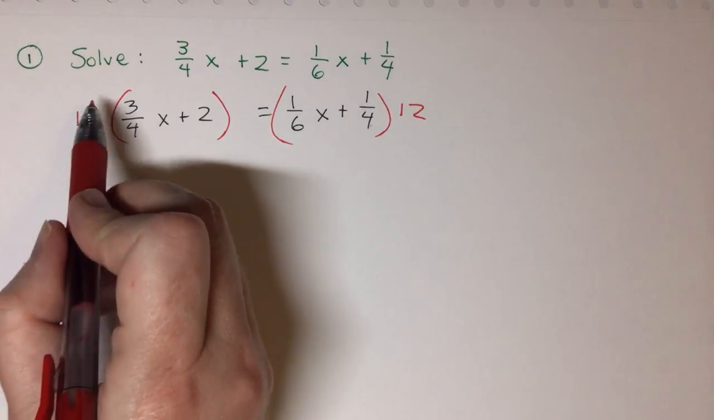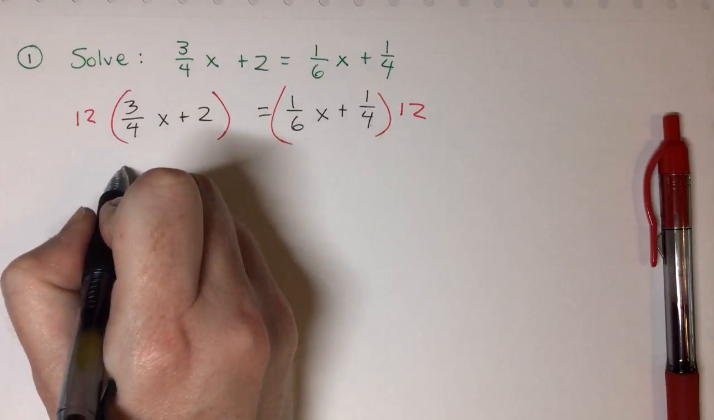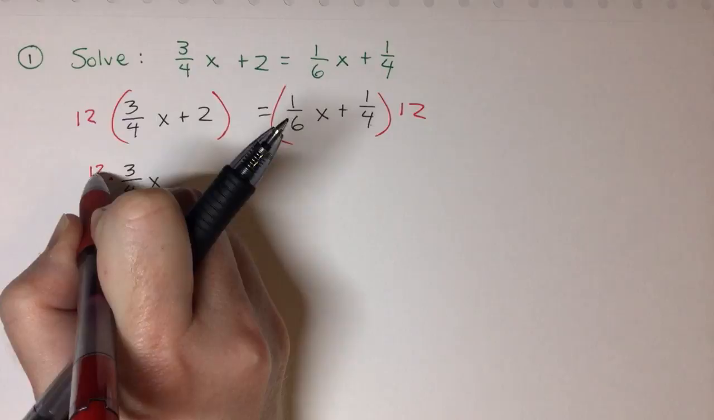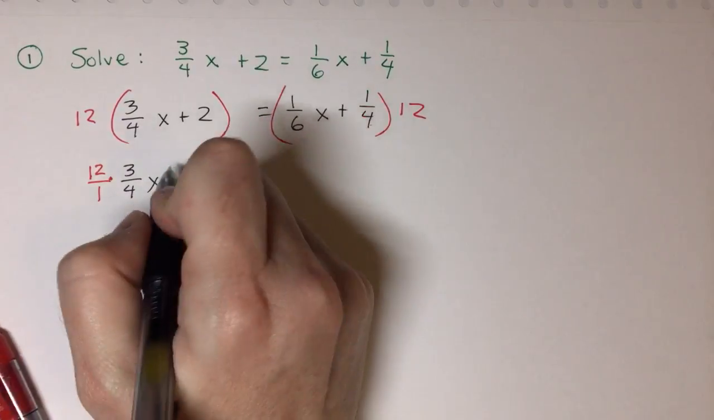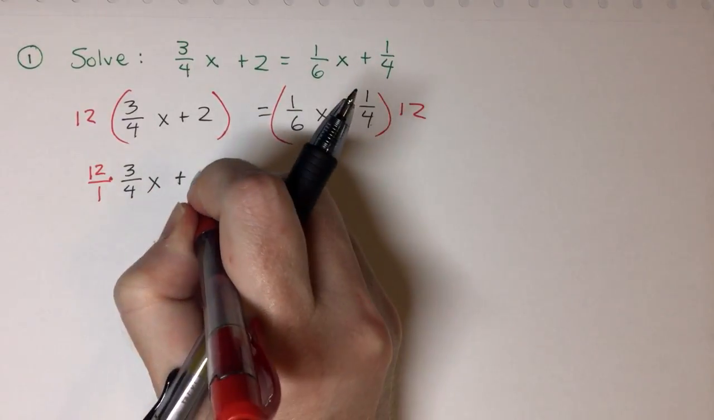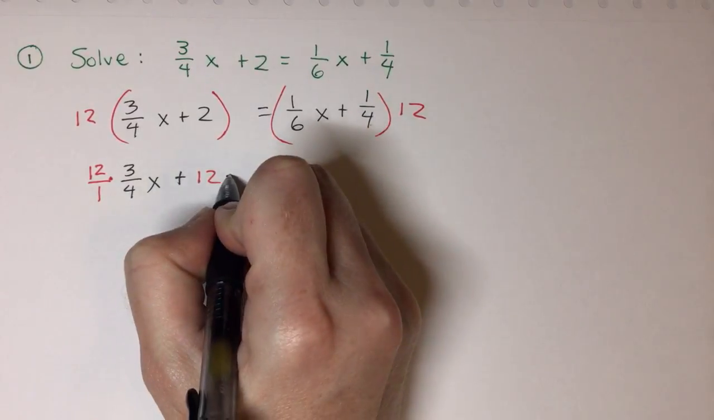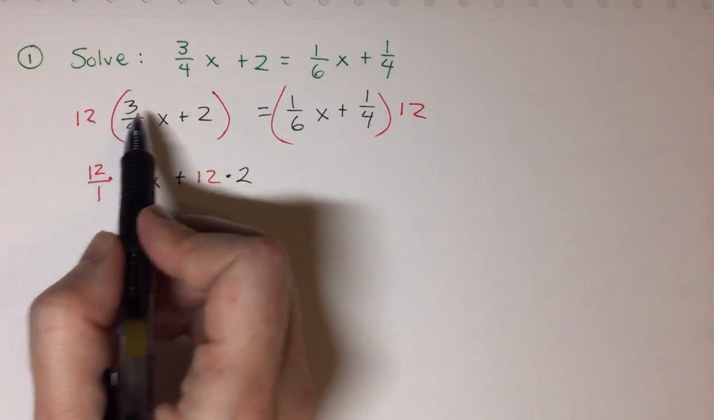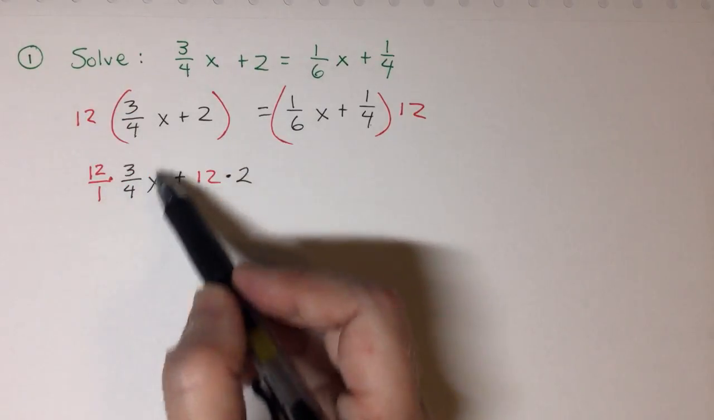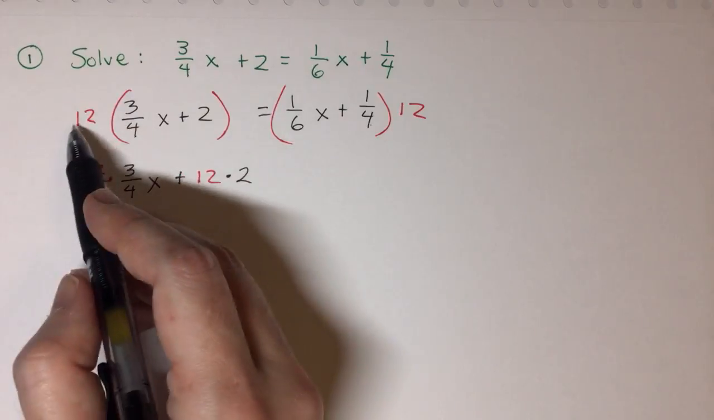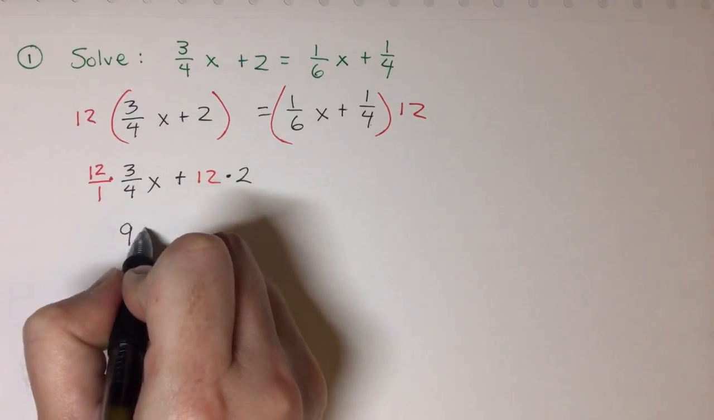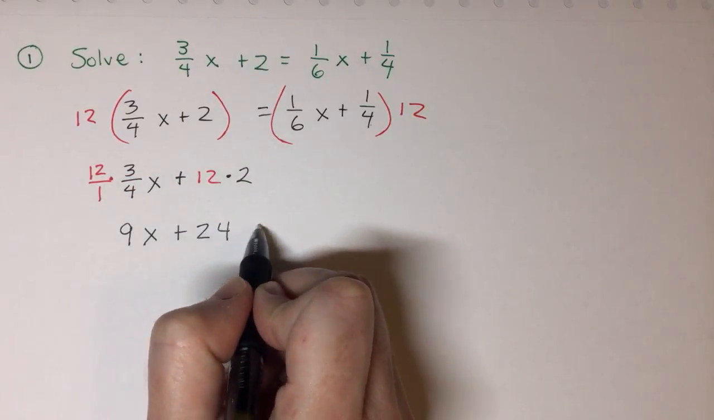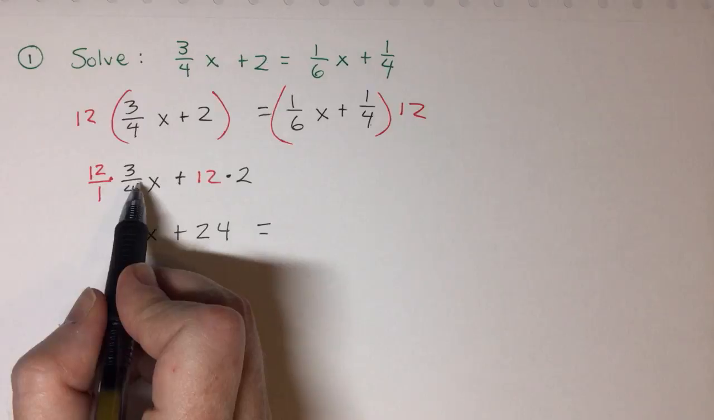Now, be careful. This is going to give me 3/4 x times 12 over 1 plus 12 times 2. That distributes to both terms. Typically, with some practice, you'll do this step mentally. 4 goes into 12 3 times. 3 times 3 is 9, so I have 9x. 12 times 2 is 24, which is exactly what we'd get here.